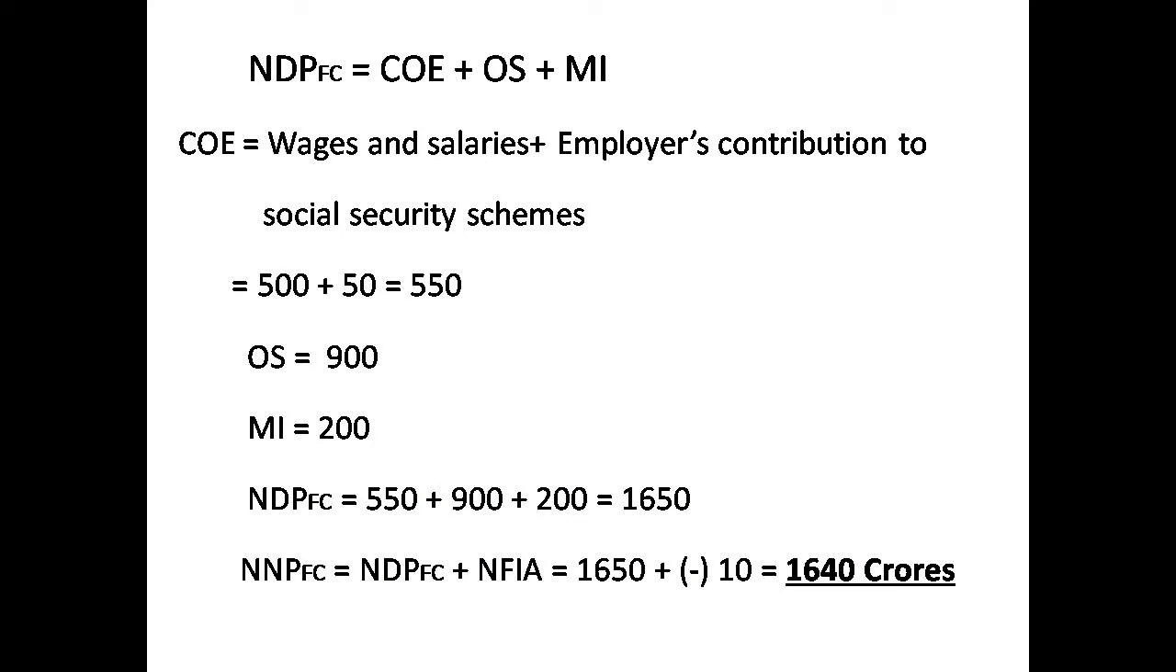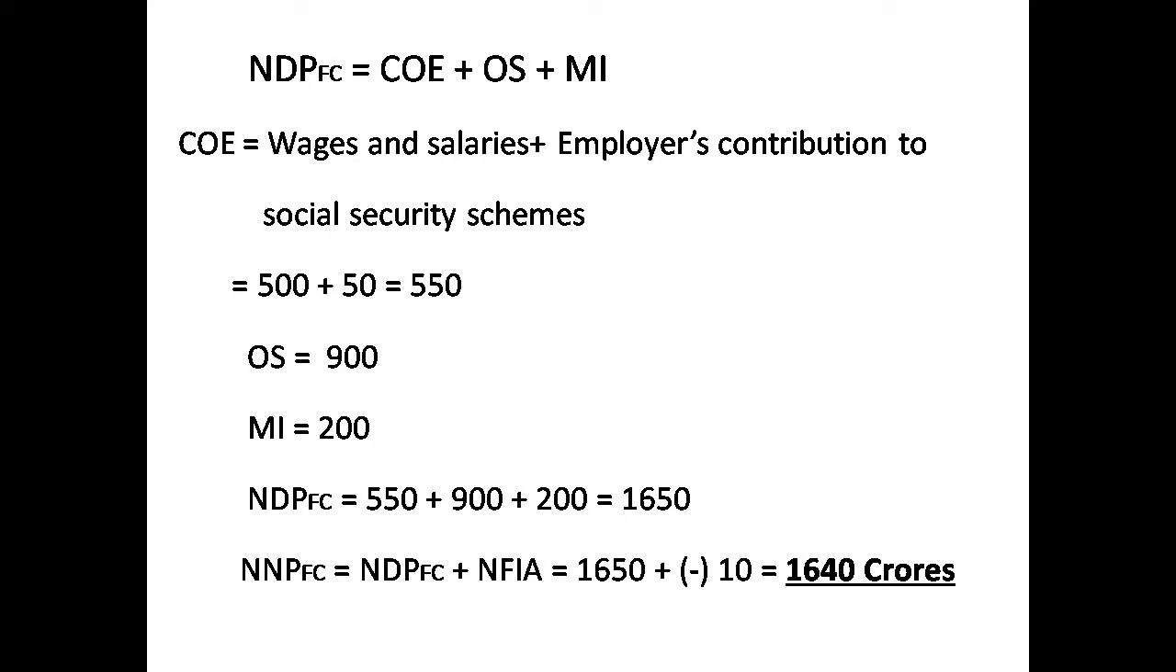Old age pension is given, but don't take it into account because old age pension is not a component of COE. Old age pension is transfer payment. It should not be included. Pension on retirement can be included, but that is not given in the problem. So we need to add wages and salaries and employers' contribution to social security scheme. Then we will get a COE.